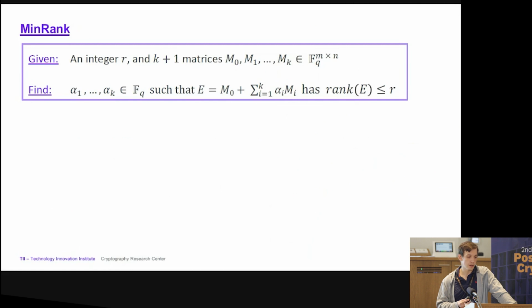In min-rank we are given an integer r and k+1 matrices, M0 to Mk, and we're asked to find a linear combination of those matrices that has rank smaller than r.